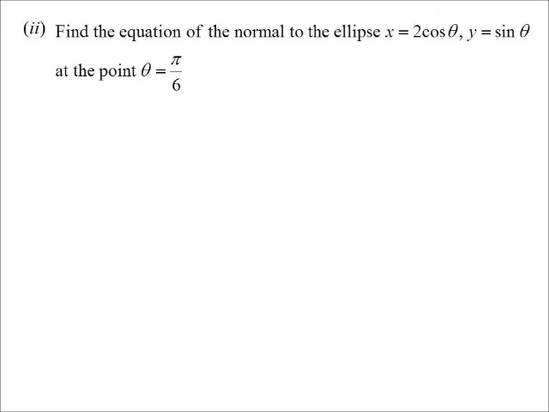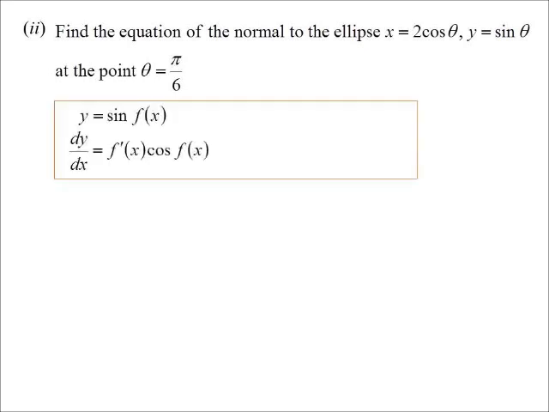Find the equation of the normal. Now they've given us in parametric form and they've told us what theta is. Yes, you could substitute theta equals pi on 6 and get the Cartesian coordinates and go with that. But it's easier to work with the parametrics, I think. And a reminder, when we're going to need this, because if we're going to differentiate the parametrics, I'm going to end up differentiating sine, you get cos, differentiate cos, you get minus sine.